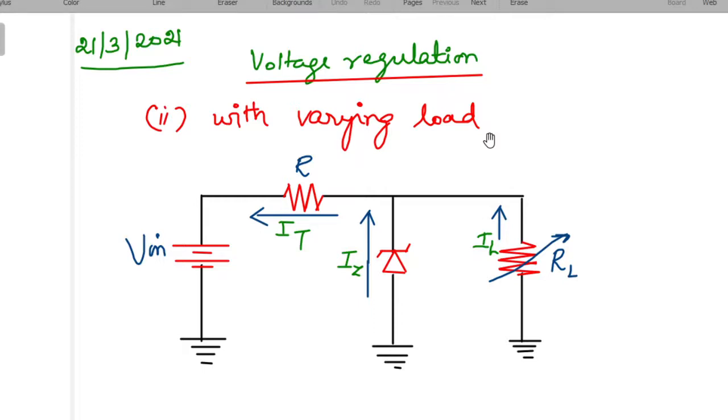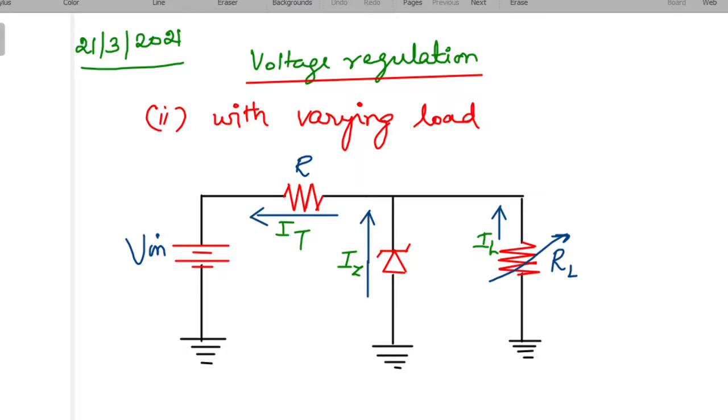The second category is the output voltage should be maintained constant even if the load is varying, or the load current is varying. So that is the concept here. This is the circuit in which we employ the input voltage, series resistance, then the Zener diode, then the load resistance. The Zener diode is in the reverse bias condition, you check reverse bias.